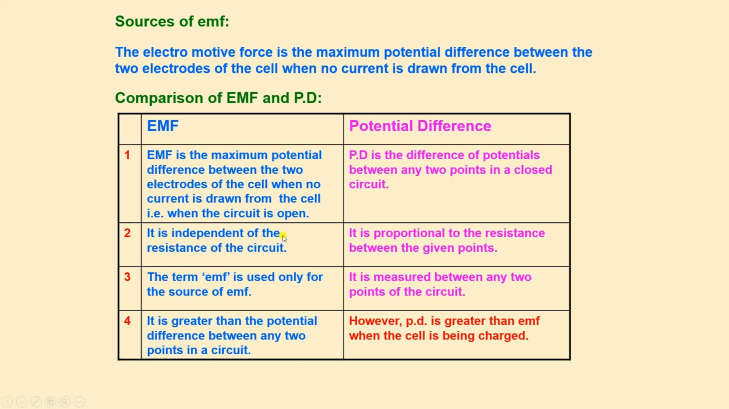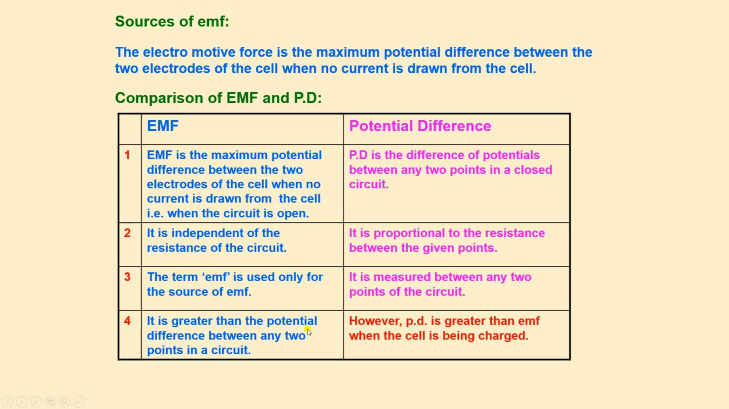EMF is independent of the resistance of the circuit, while the potential difference is proportional to the resistance between the given points. The term EMF is used only for the source of EMF, while potential difference is measured between any 2 points of the circuit.